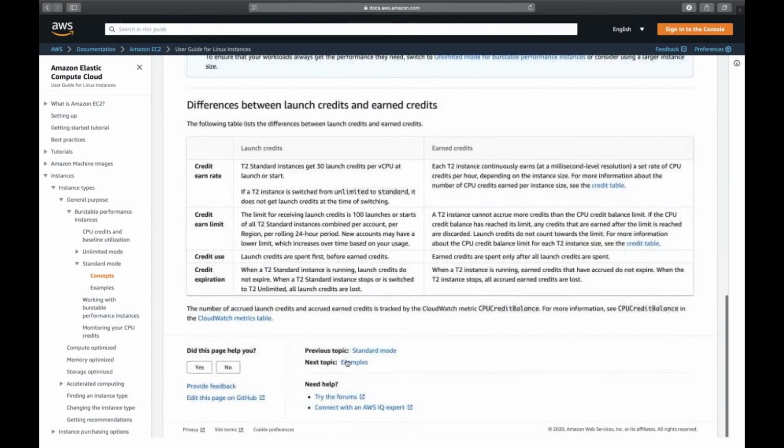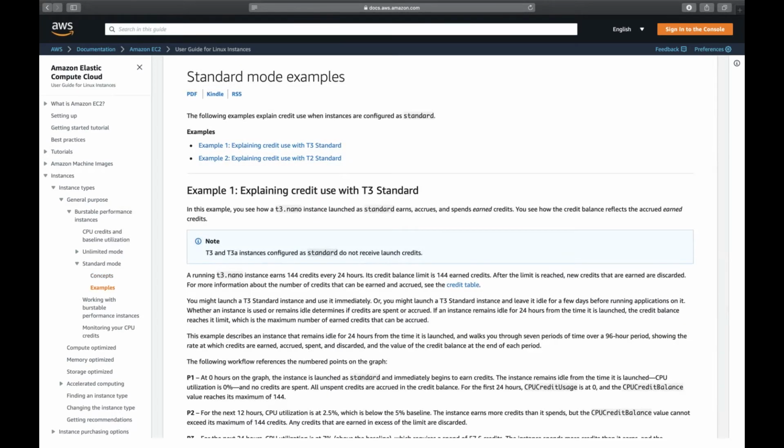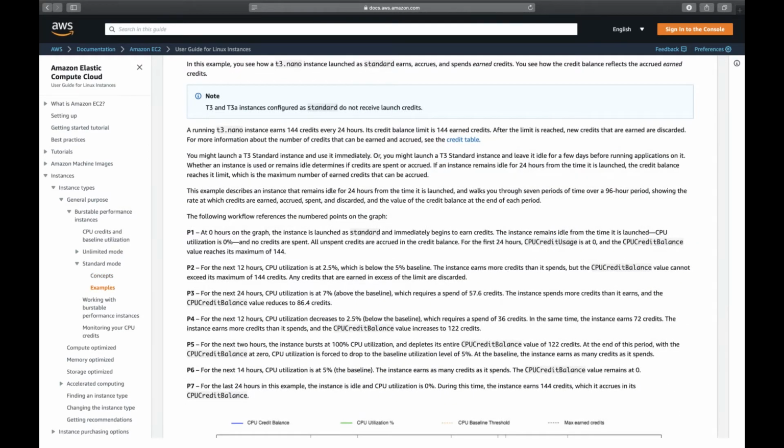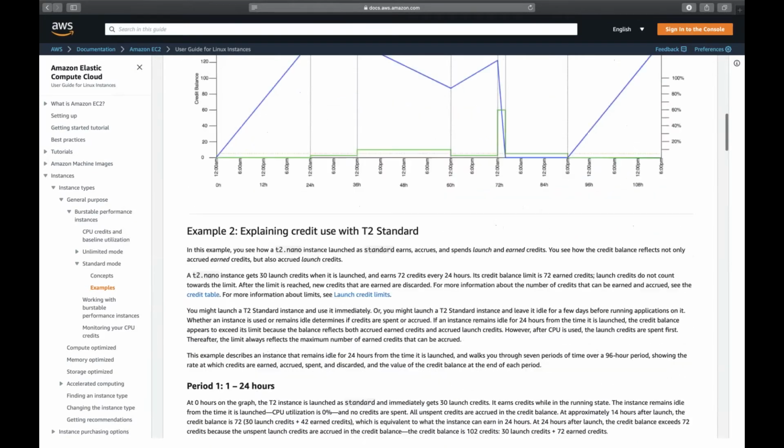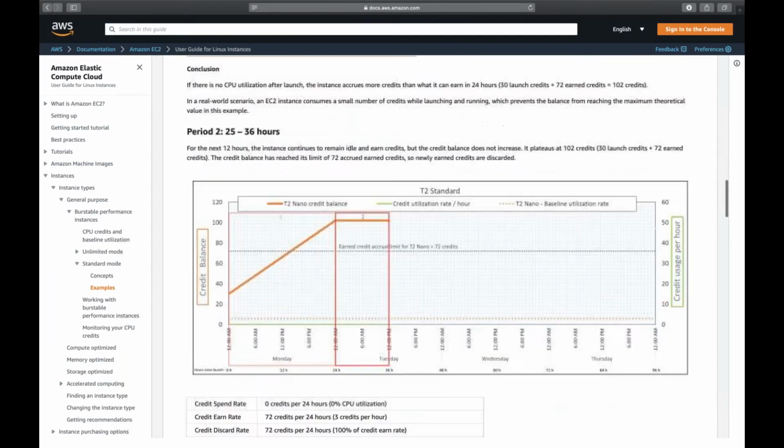Okay. So let's go to the example. The same thing, the maths, you need to understand, and you can take some time to read it.